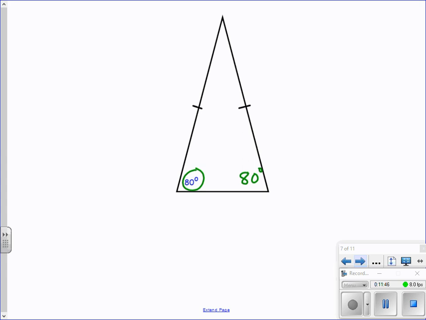Can we find out the top, the little pointed area? Yes, we can. We know that everything's 180 in a triangle, and we subtract 80 and subtract 80, and that leaves us with 20. So this little dude is 20 degrees. You're not fooling me in it.